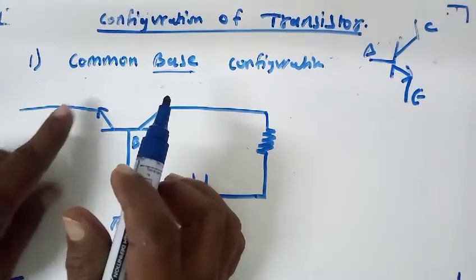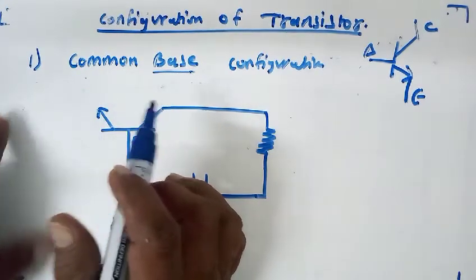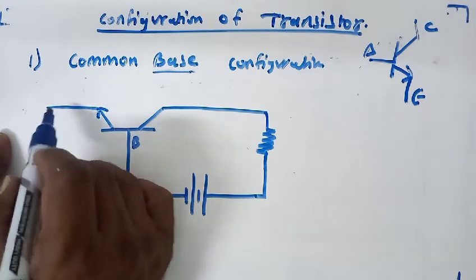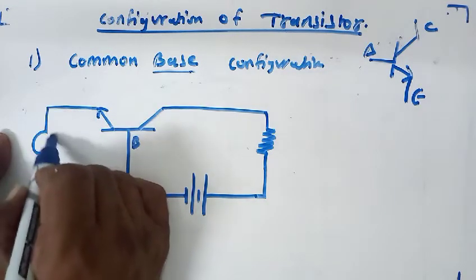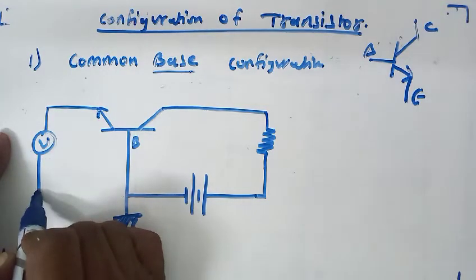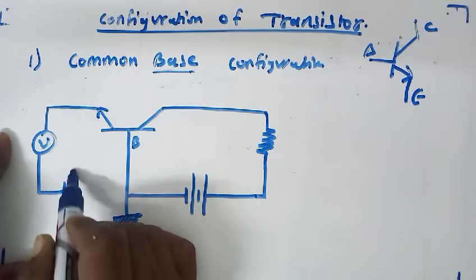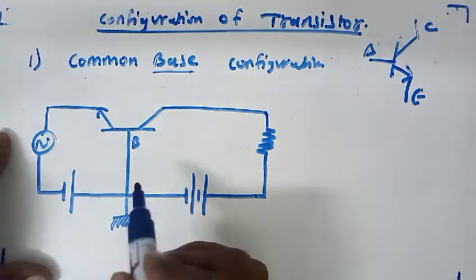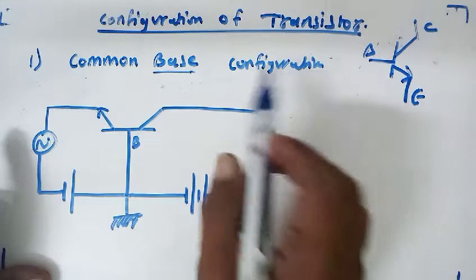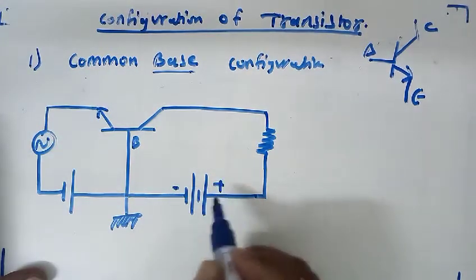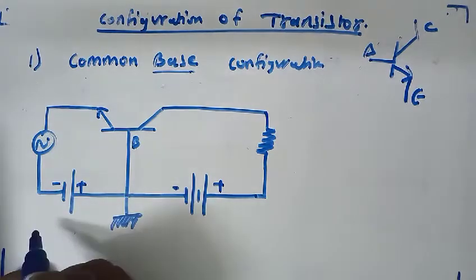In the emitter we will connect the voltage. It is a negative value and a positive value like this. So here you will obtain the common base configuration. It is only a simple diagram that I have drawn here. Here we mark the negative and positive.